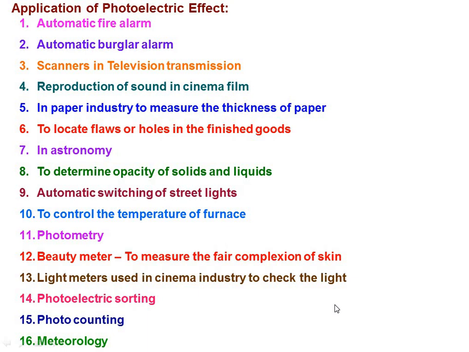Photoelectric sorting refers to the fact that different bodies radiate different kinds of temperatures. Sorting refers to division, so based on that, they will be sorted out.